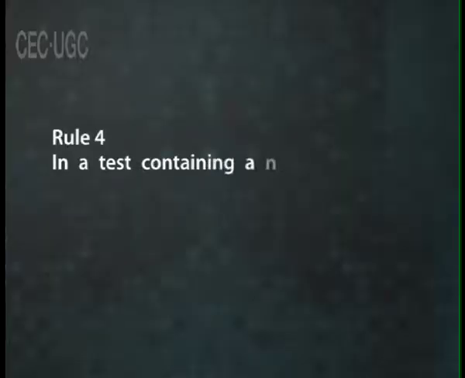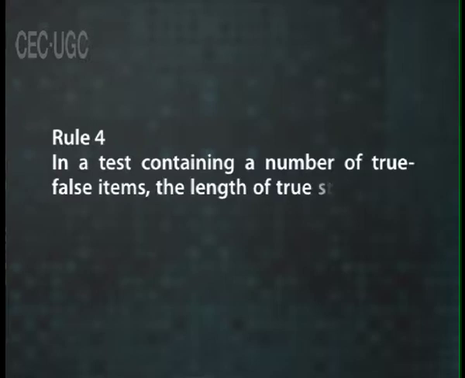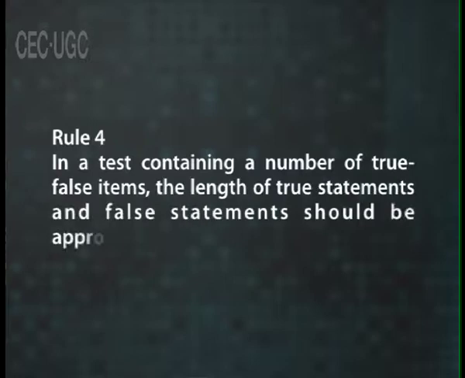Rule 4. In a test containing a number of true-false items, the length of true statements and false statements should be approximately the same. Some teachers have a tendency to add so many qualifying phrases that true statements are almost always longer than false ones. This happens because a true statement should be precisely phrased so that it is definitely and absolutely true. As a result, the length of the statements might give clues to students regarding the correct answer. We can overcome this problem by lengthening false statements through similar kinds of qualifying phrases used in true statements.